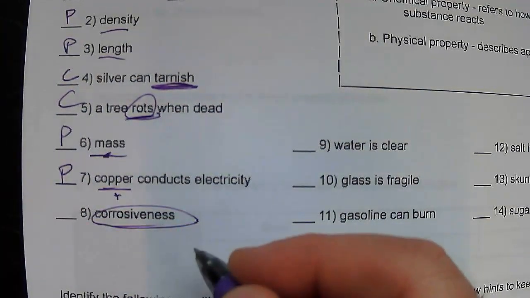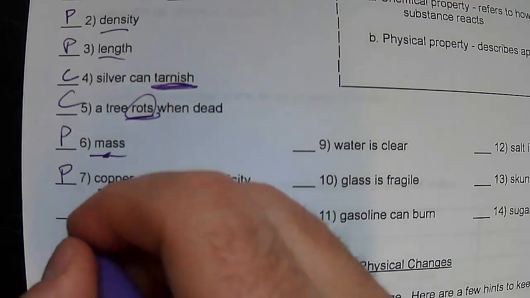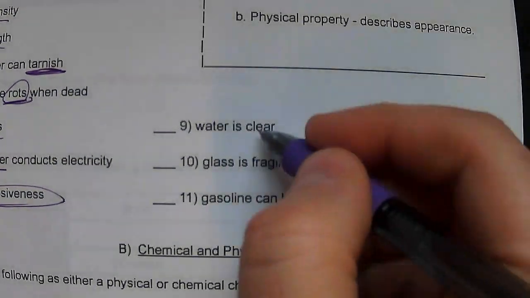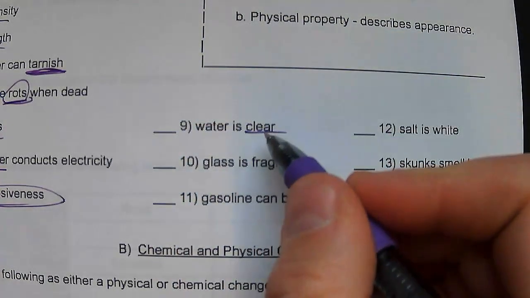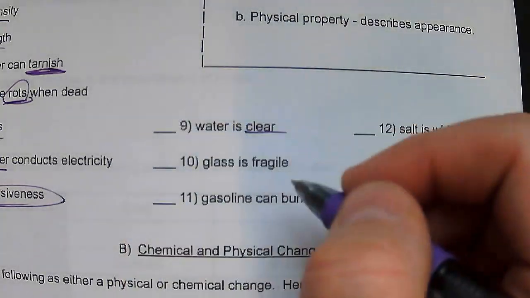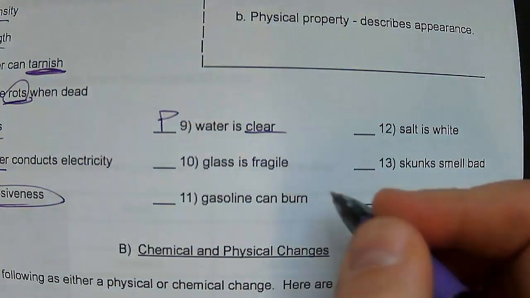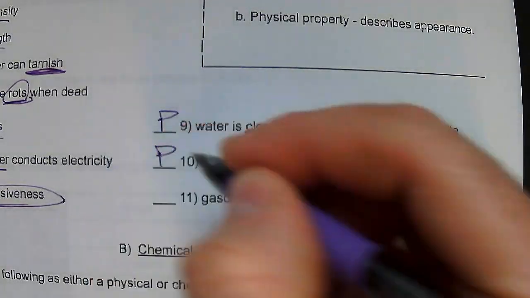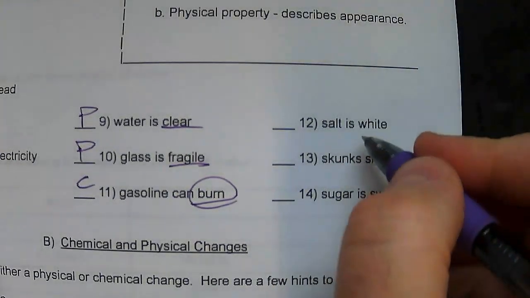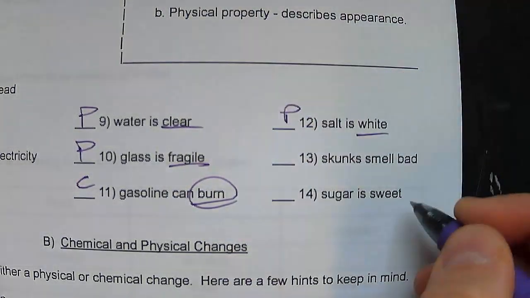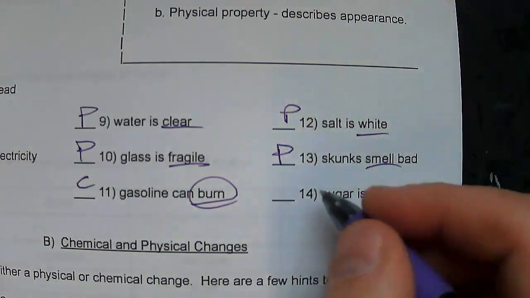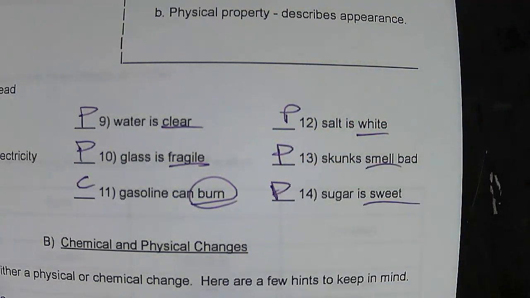When something is corrosive, that means that it changes the stuff that it's coming in contact with. Clear, a color. Not that clear is a color, it's kind of how transparent something is. So clear, that is physical. Fragile, physical. Burning is chemical. Again, a color is physical. Smell is physical. And a taste is also physical.